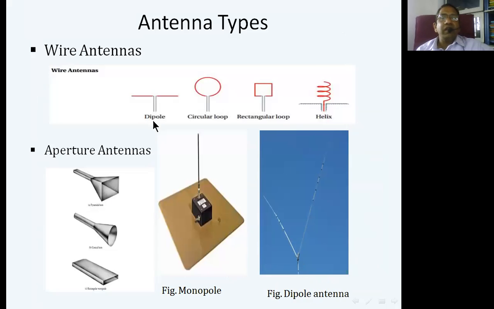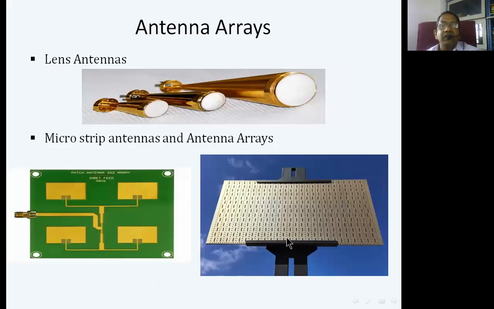We have seen wire antennas like dipole antennas. We can form a folded dipole antenna by constructing an antenna array, that means two such dipole antennas constructed one after the other form a folded dipole antenna. Similarly, we can connect circular loop antennas in series to form an array of circular loop antennas. Similarly, rectangular loop antennas, and helix antennas also can be connected. Then there are different types of aperture antennas that we have: pyramidal antennas, conical antennas, and rectangular waveguide antennas. These antennas can also be connected in arrays. Monopole antennas and dipole antennas also can be connected in arrays. Like this, we can form bunches of antennas, antenna arrays, to improve their characteristics.